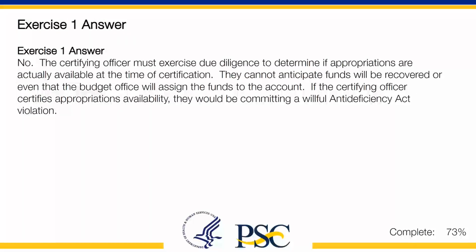Exercise 1 Answer. No. The certifying officer must exercise due diligence to determine if appropriations are actually available at the time of certification. They cannot anticipate funds will be recovered or even that the budget office will assign the funds to the account. If the certifying officer certifies appropriations availability, they would be committing a willful Antideficiency Act violation.